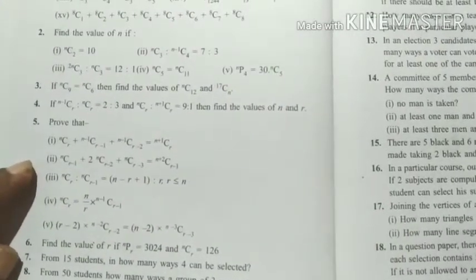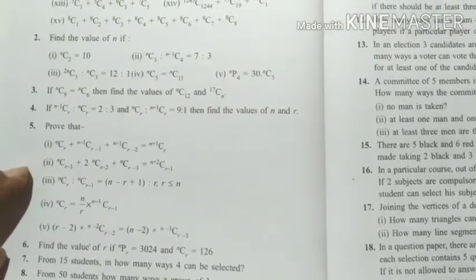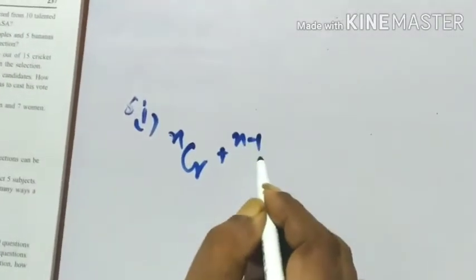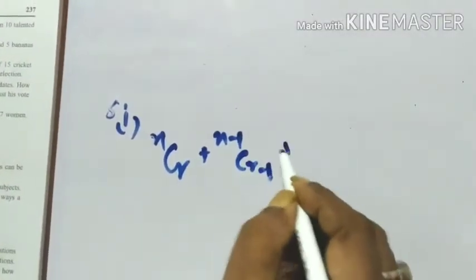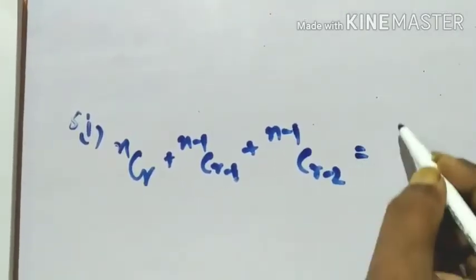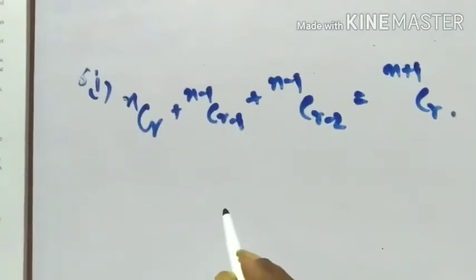I'm going to start from question number 5. This is the proof, which is very important for your coming matric exam. These proofs are very important. Now first, nCr + (n-1)C(r-1) + (n-1)C(r-2) is equal to (n+1)Cr. You have to prove this.